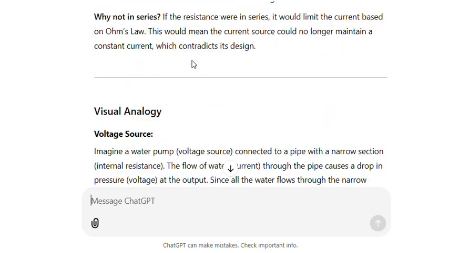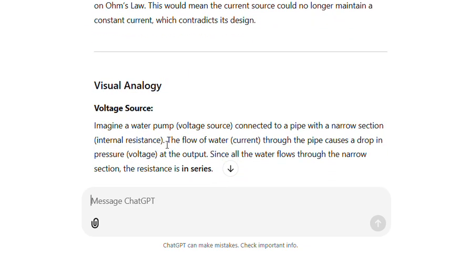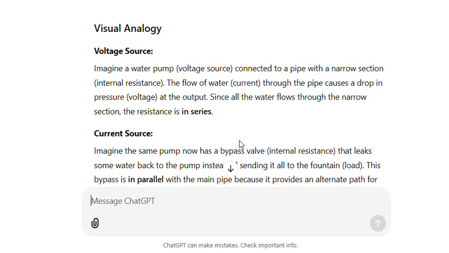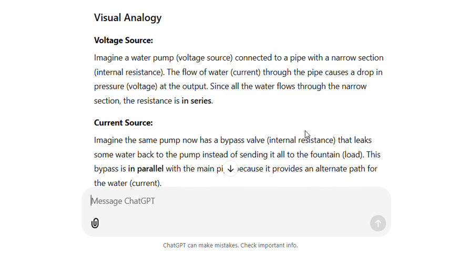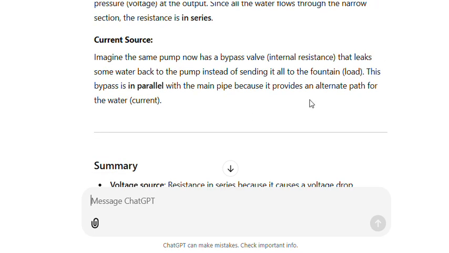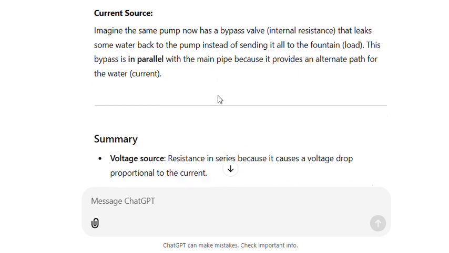Visual analogy. Imagine a water pump connected to a pipe with a narrow section inside. The flow through the pipe causes a drop in pressure at the output. Since all the water flows through the narrow section, the resistance is in series. And imagine this pump now has a bypass valve that leaks some water back to the pump instead of sending it all to the fountain. This bypass is in parallel with the main valve because it provides an alternate path for the water current.